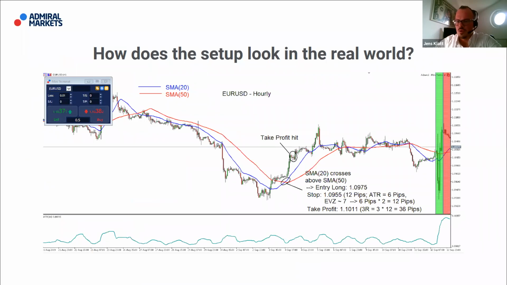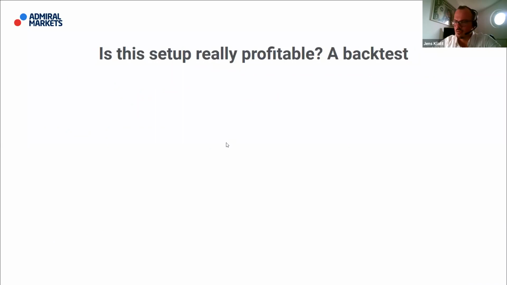So what's probably even more interesting, after you grasp this quite simple concept of how to enter the trade, how to place the stop, and how to get the take profit level, is the question: is this really profitable? What you could do is formulate a system based on that, and then run a backtest, which I did over this time span. It's a little more than 5 years.